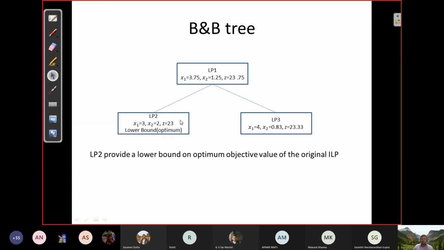But for a problem, if the gap is very high, suppose after solving LP1 you get Z is say 50, whereas the optimal solution is 23, so there is a lot of gap. In those cases, you might have to explore more number of nodes. So the focus is always there, to get a very good upper bound.